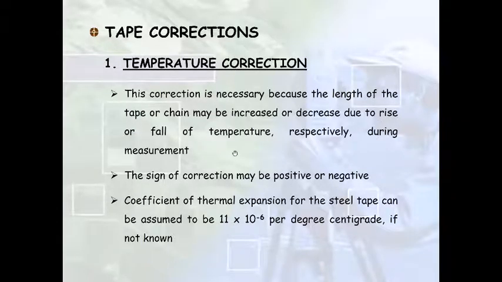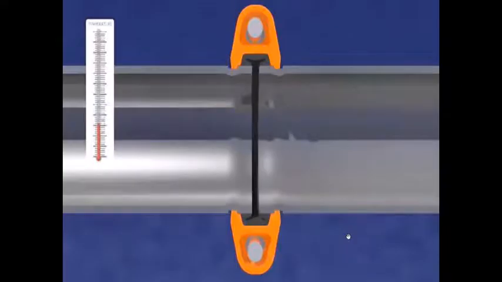And how much it expands or contracts depends on the coefficient of thermal expansion. So that is usually constant for any material. So whichever tape you're using, it comes with the manufacturer's note, which tells you what is the coefficient of expansion and at what temperature is the tape standardized. So that is the temperature on which the tape is exactly similar to what the manufacturer has manufactured it to be. If the temperature is more or less than that temperature on which it is standardized, then you will have these problems and you need to apply the correction.